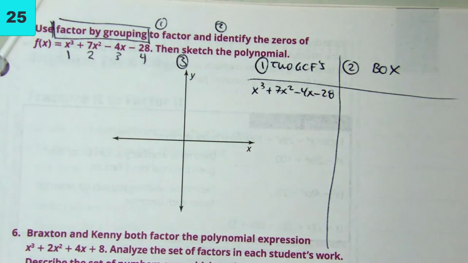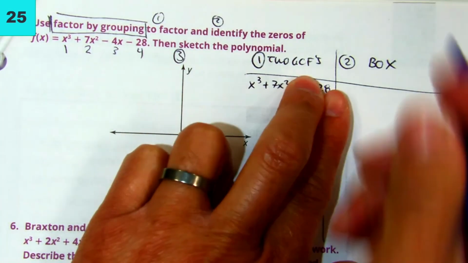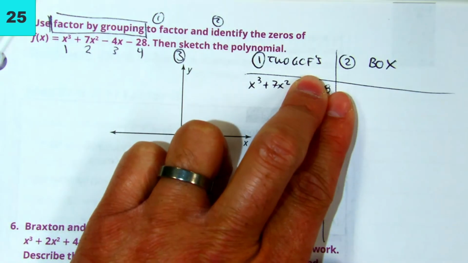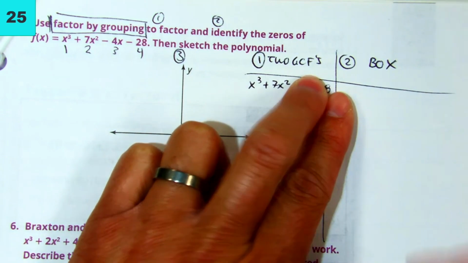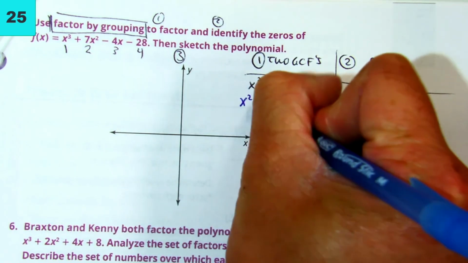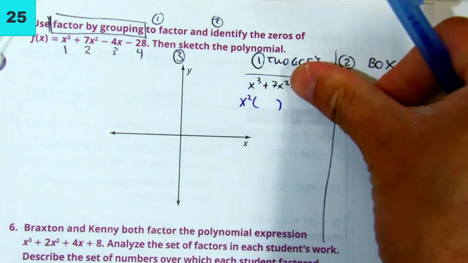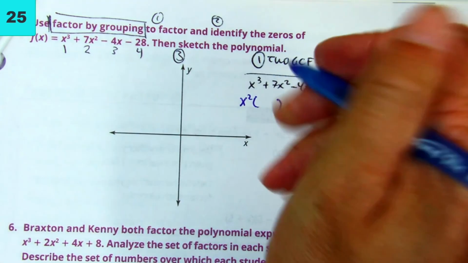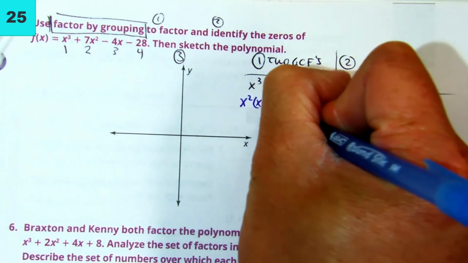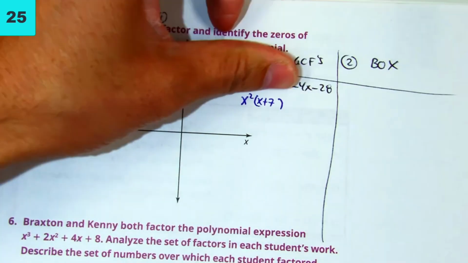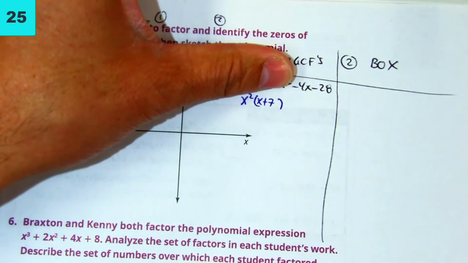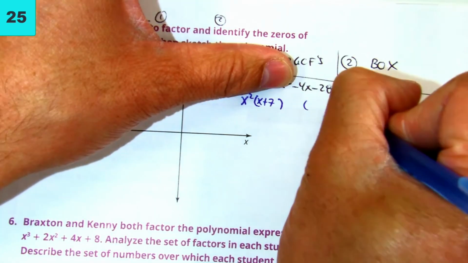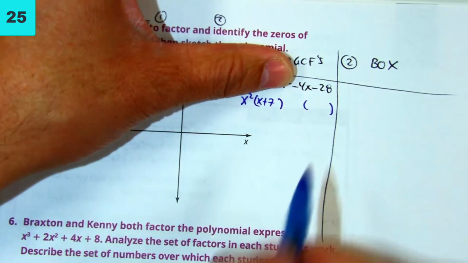In this method, I'm going to cover up the last 2 terms and figure out my greatest common factor. Class, what's the greatest common factor there? X squared. What's left? X plus 7. And then, I'm going to take the greatest common factor of the last 2 terms, and you know you're doing this correctly if your parentheses is the same.